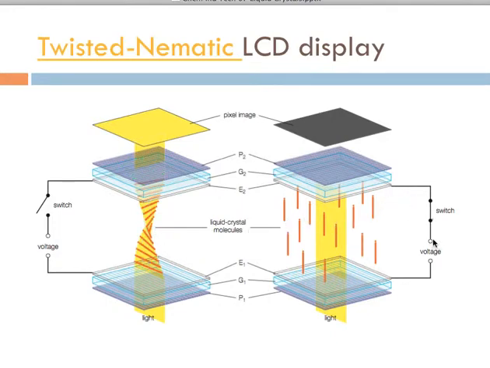Okay, when I close the switch and voltage is allowed, the crystals will line up, and it no longer allows that light to travel through those liquid crystal molecules. Okay, it shouldn't have light there.